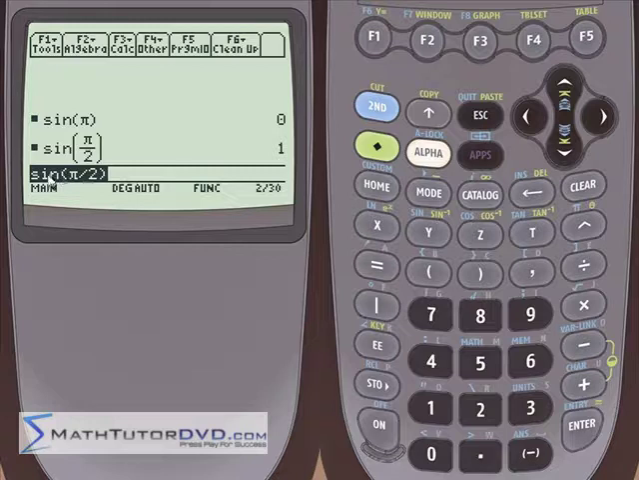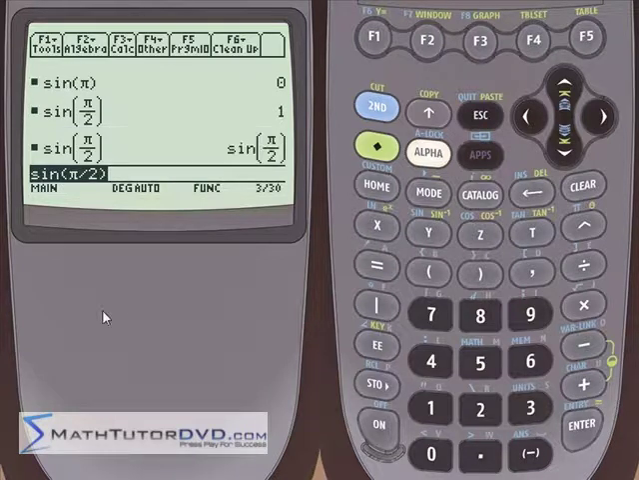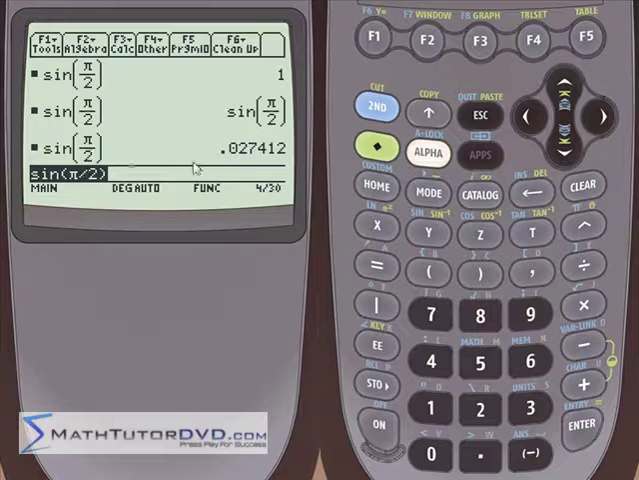Now if I calculate the sine of pi over 2 again, I'm not going to get the answer of 1. In fact, it doesn't even really do that much. It just gives me an exact answer here. If I go and evaluate and turn this into a real decimal by doing the approximately equal down here, it's going to tell me that sine of pi over 2 is 0.027412. The reason is because it's assuming this is pi over 2 degrees.